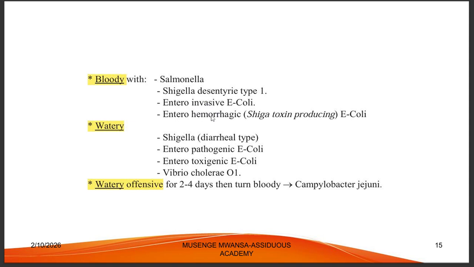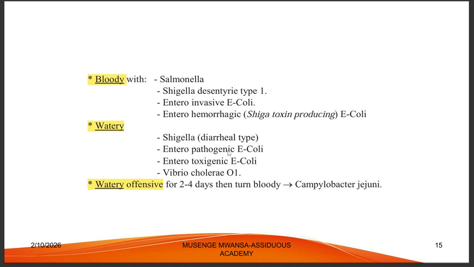And then hemorrhagic, think of hemorrhage, it's blood, right? So that one also causes bloody diarrhea. The enterohemorrhagic is also known as Shiga toxin producing E. coli because it produces a toxin that is similar to the Shigella toxin. The enteropathogenic, enterotoxigenic, enteroaggregative, those who cause watery diarrhea, those are other strains of E. coli. And of course, now Shigella is put here.